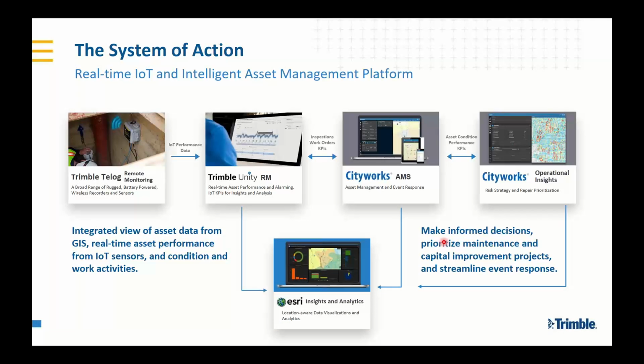And here's an overview of how that works. Once again, we get all our Trimble Telog remote monitoring data. We send it up to our Trimble Unity remote monitoring application. That can be tied into our Cityworks asset management systems as well. And that too can be sent over, and all the KPIs can be generated and help you with your operational insights through Cityworks. And all this sits on top of Esri GIS. We have a very good relationship with Esri. So all this is GIS centric. It helps you to be aware of all your insights and analytics to be able to track and manage your system better.